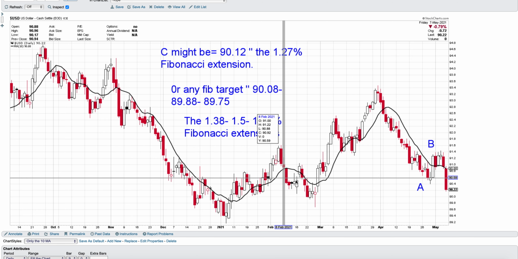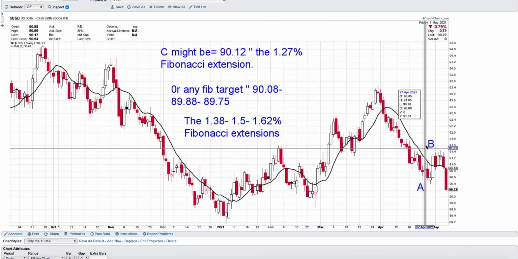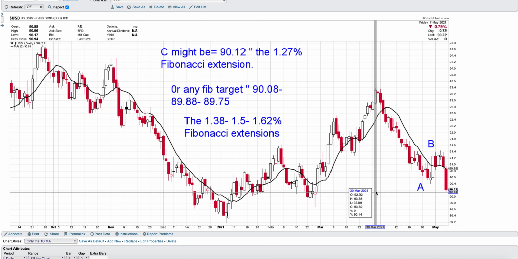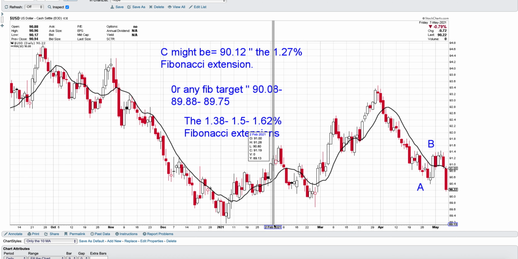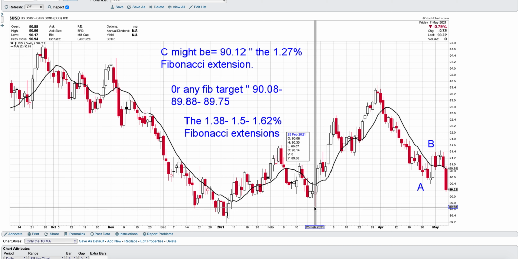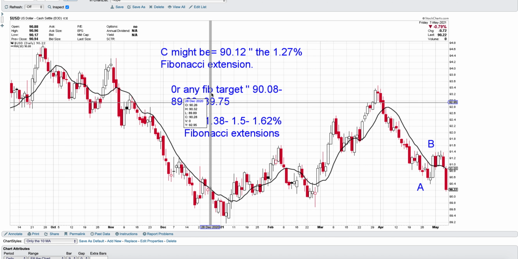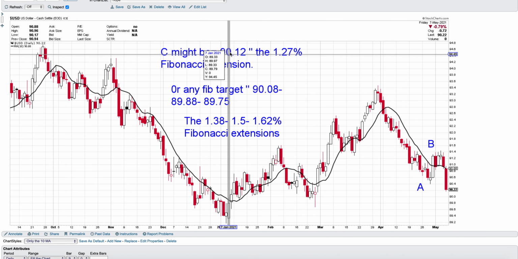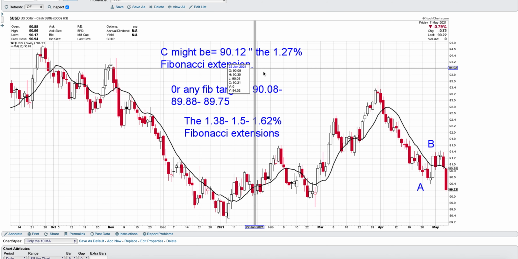Okay, so I discussed A, B, C, and places where the buyers gather. It's not only Fibonacci extensions over retracements, it's where the buyers gather. So another area for the buyers is 9014, which is close to this area. That's a good case for the conclusion.